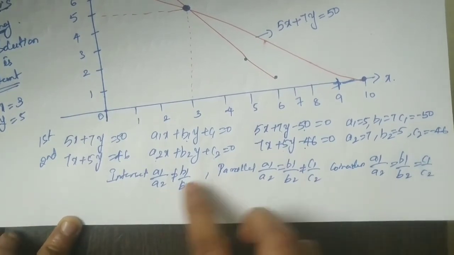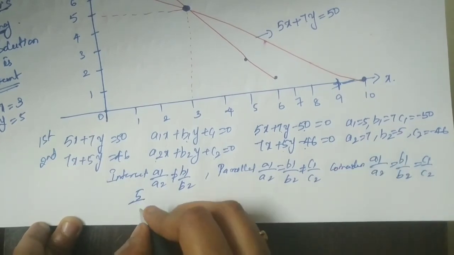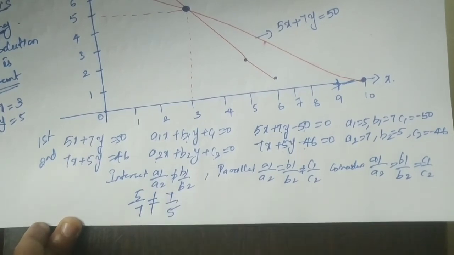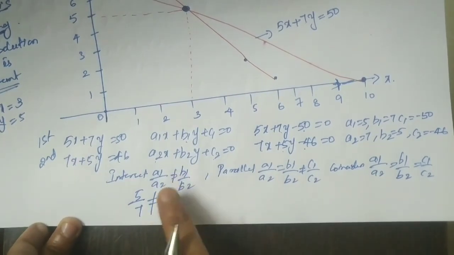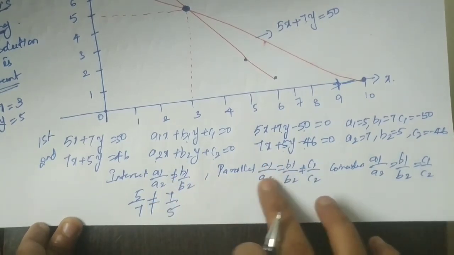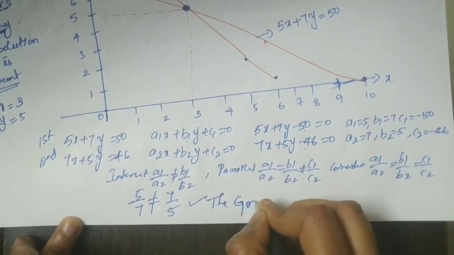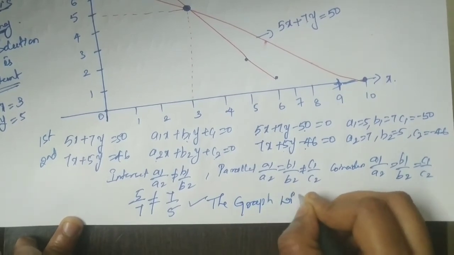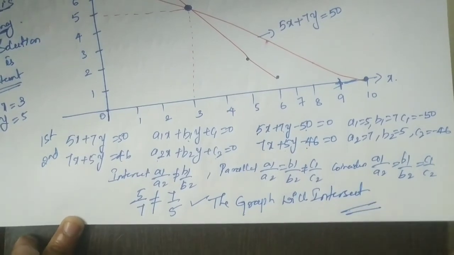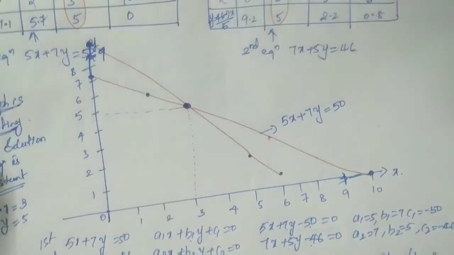Okay. So I am substituting the values. A1 is 5, B1 is 7, A2 is 7 and B2 is 5. You can see 5 by 7 is not equal to 7 by 5. Since the intersection condition holds, you don't have to check the parallel and coincident, because for parallel and coincident the ratios should be equal to proceed, right? So with this you can clearly say the graph will intersect. It is just to say whether the graph intersects or not. It is just to check. But to find the values you need to use the old method, whatever we did.